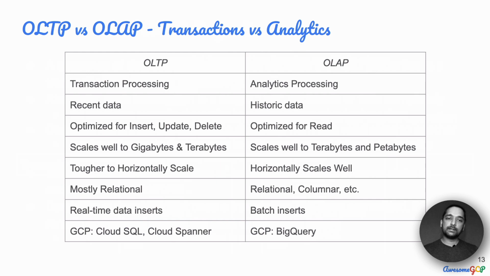An OLTP scales well to gigabytes or terabytes of data, whereas an OLAP scales well to petabytes of data. So typically you're dealing with way larger data when it comes to an analytics engine as opposed to a transaction engine.